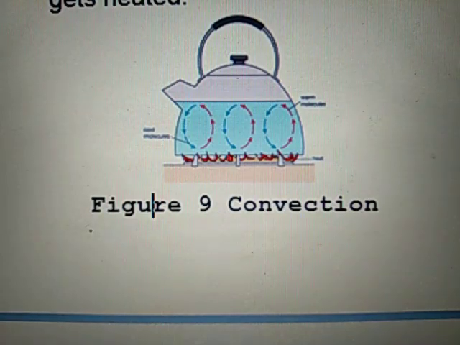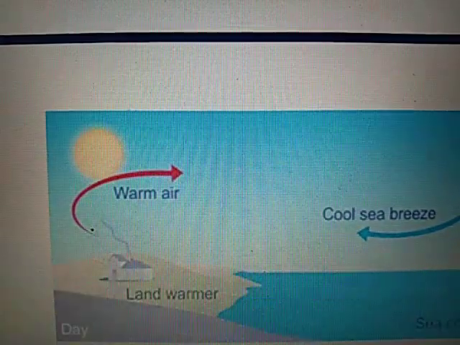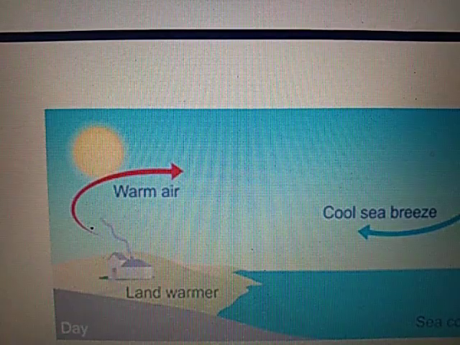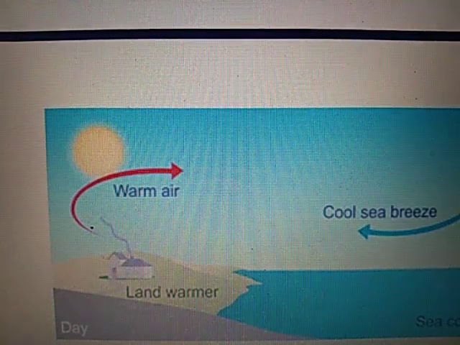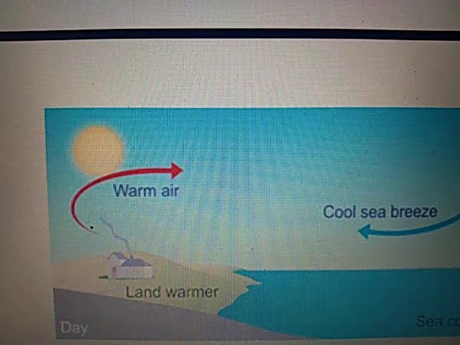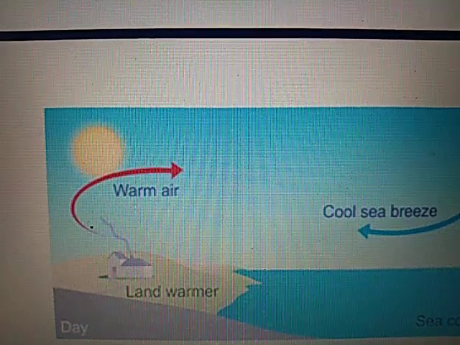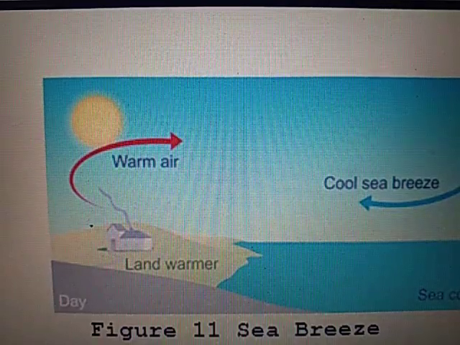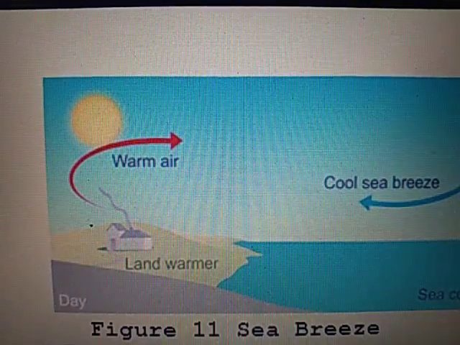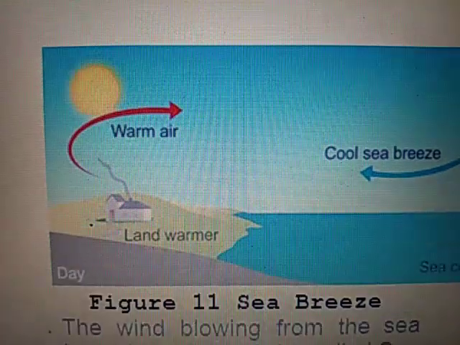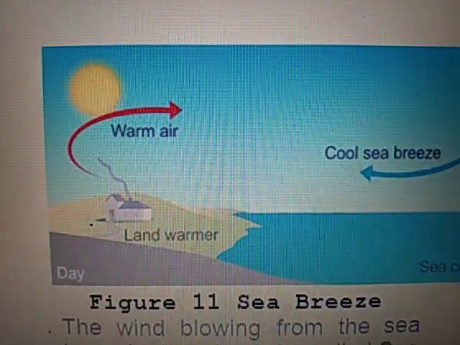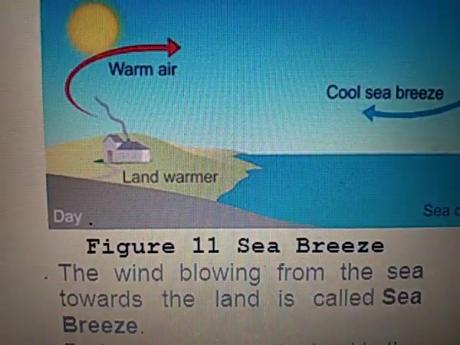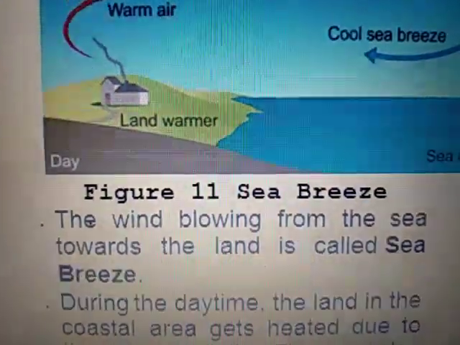After the study of convection, we have to see convection in nature. In nature, we see convection generally in two forms: sea breeze and land breeze. In sea breeze, wind moves from sea to land. The wind blowing from the sea towards the land is called sea breeze.